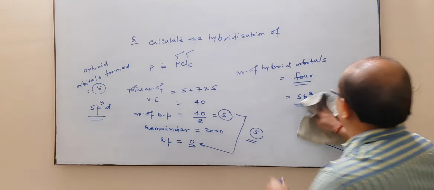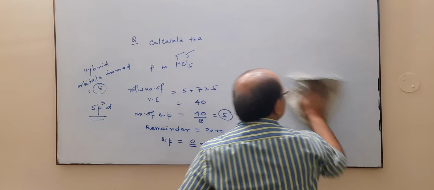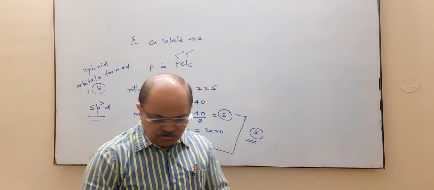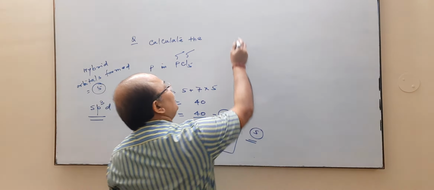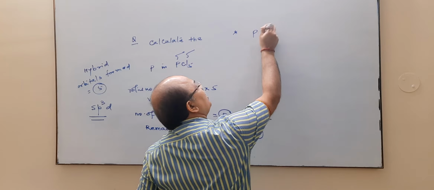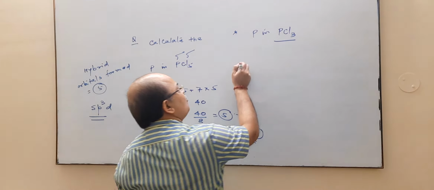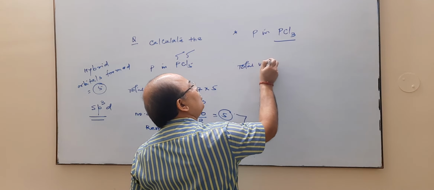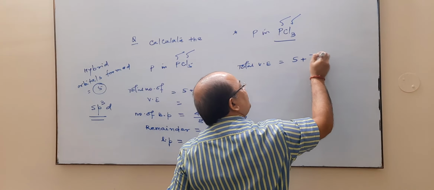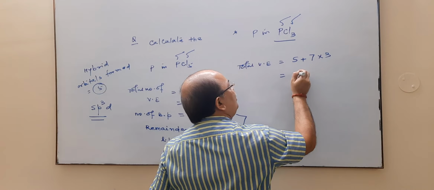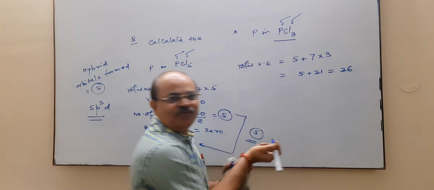Now let us consider the third example. Hybridization of phosphorus in PCl3. Total valence electron, phosphorus देखिए कितना है भाई? 5. Chlorine 7, 7 into 3. So 7 into 3, 21. 5 plus 21. Now it is 26.